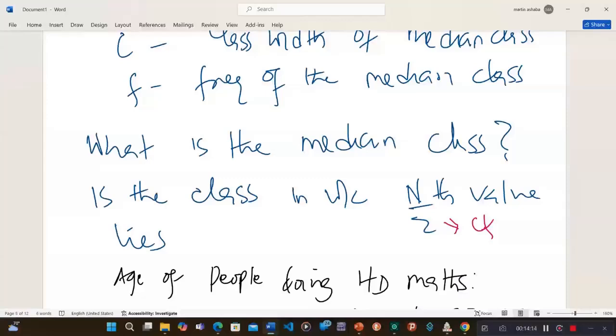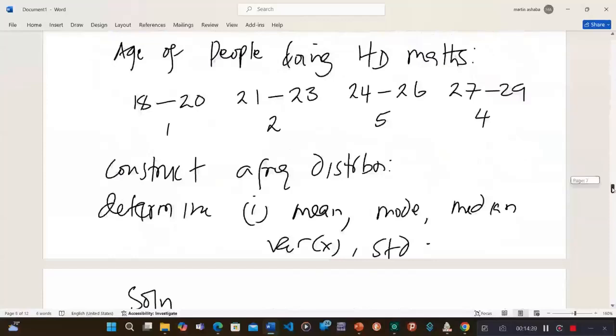Then you take it up and read off the lower class boundary, get the class width, get the median class frequency, the frequency before, and the frequency after. Then you will be good to go to determine the median. An example would be this.